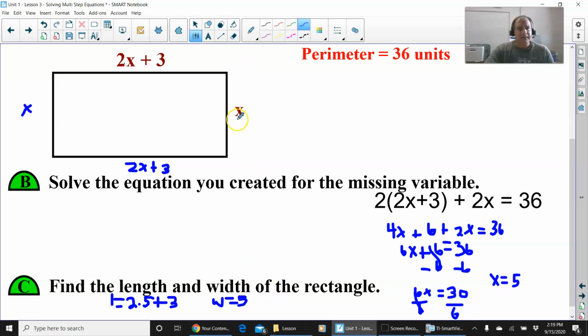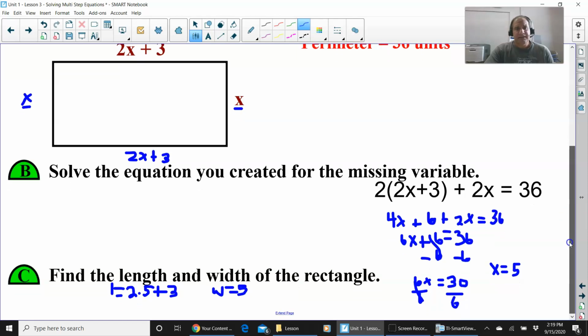So that's the width, because this width and this width is x, right? x equals 5. But I have to substitute here. 2 times 5 plus 3. 2 times 5 for the length is 10 plus 3 is 13. So the length equals 13. And this problem is finished.